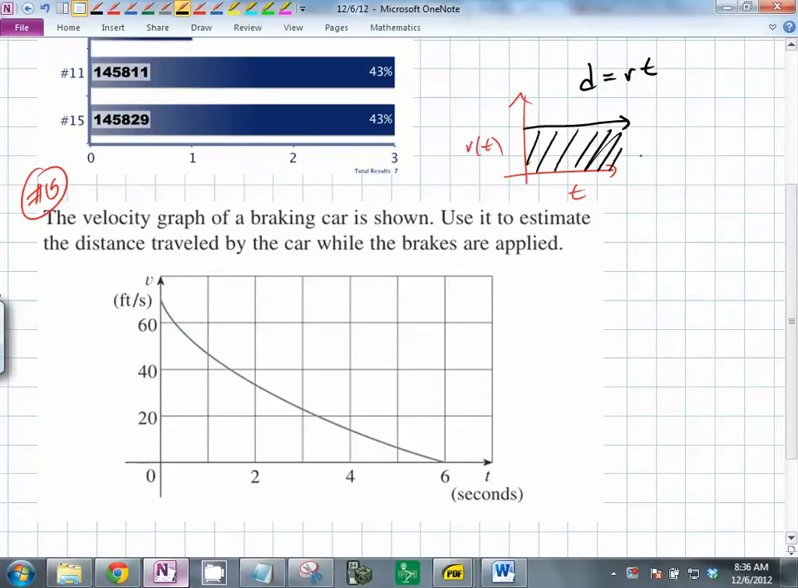In this case it's a curve, so what are we trying to find? Yeah, you're just trying to estimate this right here. How are we going to estimate that? How many rectangles do you want to make? 6. 6 is a good pick.